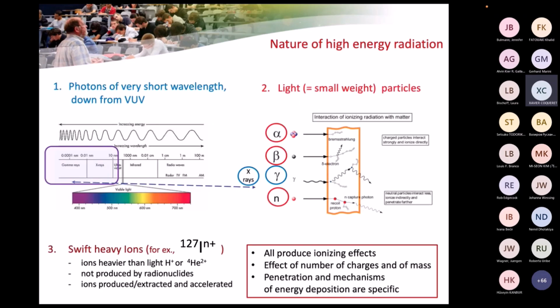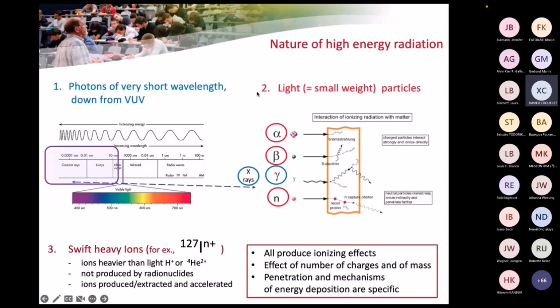So it is also known as ionizing radiation, but it is much preferable to speak of high energy radiation, taking this into consideration. So the different natures of this high energy radiation can be, first, photons of very short wavelength, down from vacuum UV to very energetic gamma rays, including X-rays. So we refer to electromagnetic radiation.